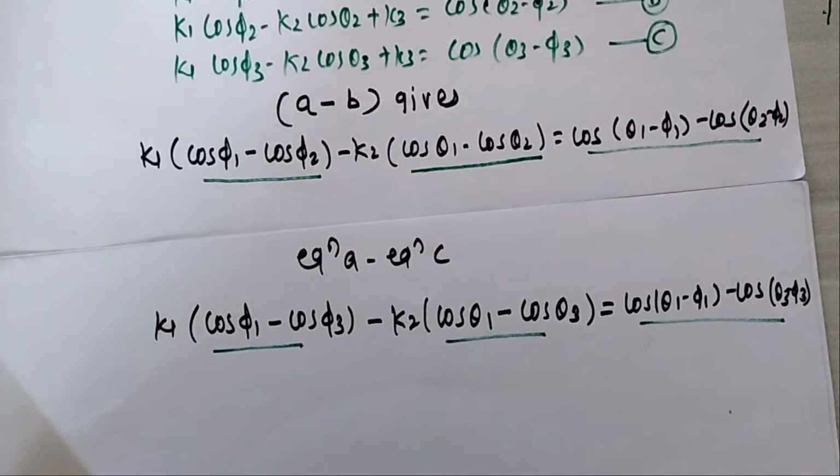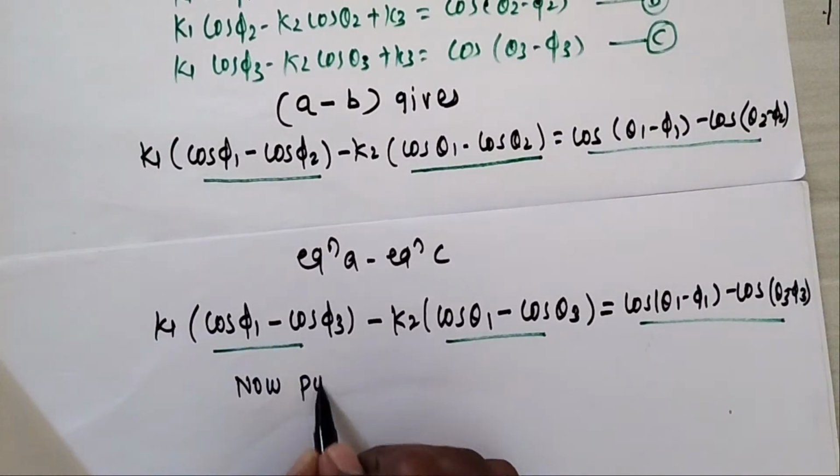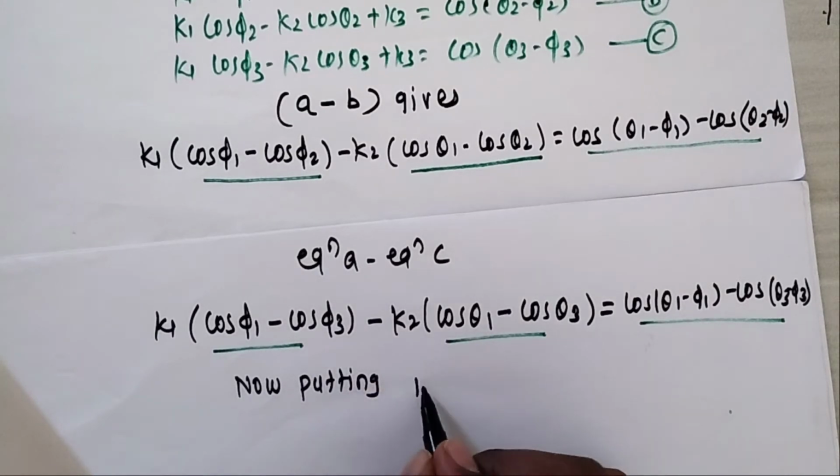Okay. So I am writing now the above equations, or you can write, let's say, constants here. So now putting W1 is equal to, we will not call it omega 1, we call it W1. What is W1 here?